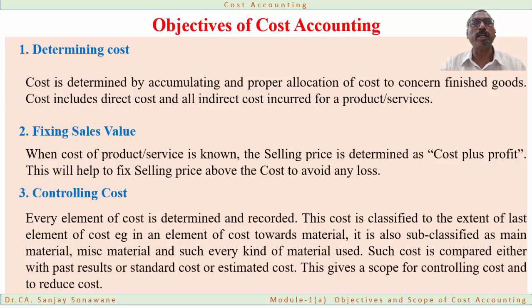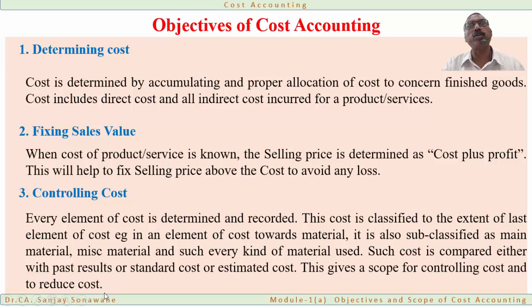Now these three terms are used here: past result, standard cost, or estimated cost. So we should have some base with us, either from the past record or future expectation. And if the cost is more than that, then there is scope for reduction of the cost. We have to study every cost element properly. So this gives the scope for controlling the cost and reducing the cost.